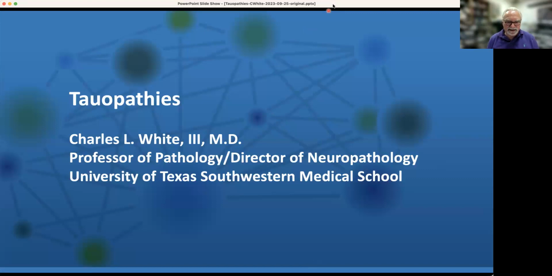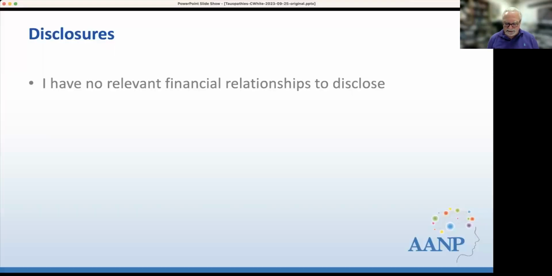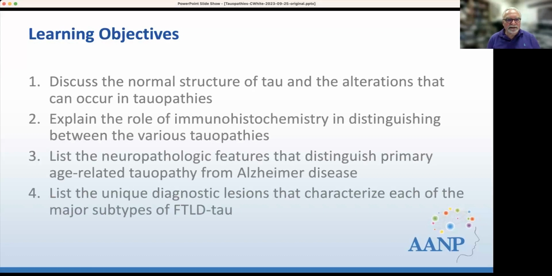My topic for today is tauopathies. I have no relevant financial disclosures to make. By the end of the session today, you should be able to discuss the normal structure of tau and the alterations that occur in tauopathies, explain the role of IHC in distinguishing between the various tauopathies, list the neuropathologic features that distinguish primary age-related tauopathy from Alzheimer's disease, and list the unique diagnostic lesions that characterize each of the major subtypes of FTLD tau.